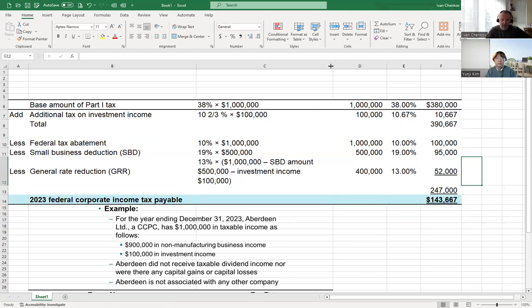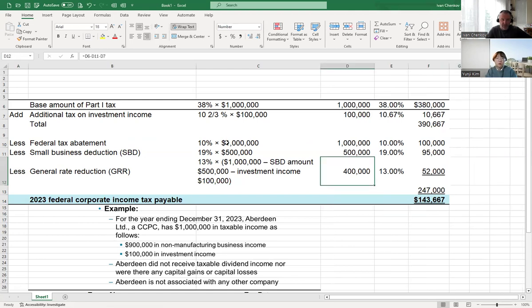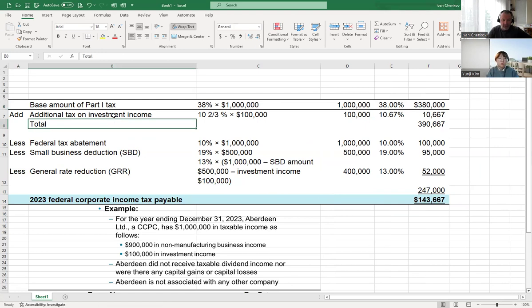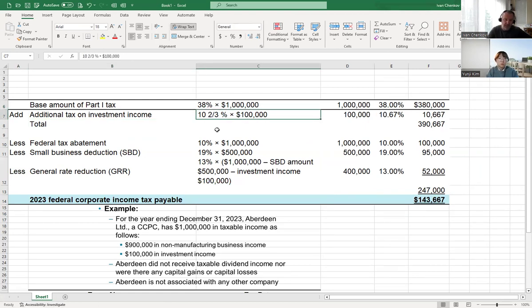So next time when you have a question, you can easily come here and see which is the base amount of federal taxes, 38%. Then additional tax on the investment income, you're going to have the 10 2/3% on the investment income. How much exactly are they saying the investment income was?